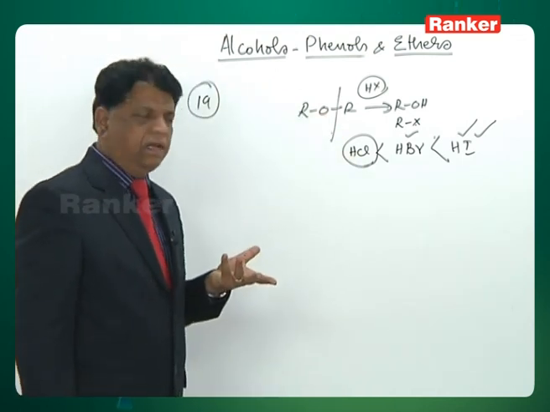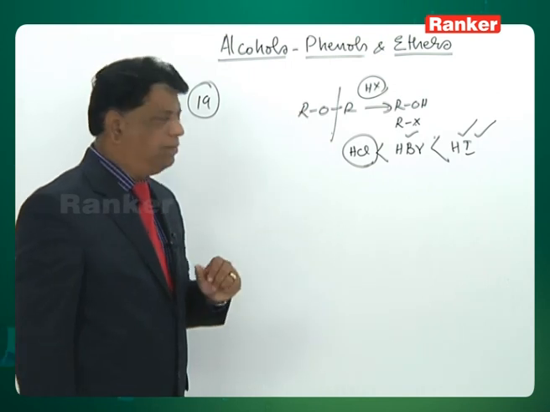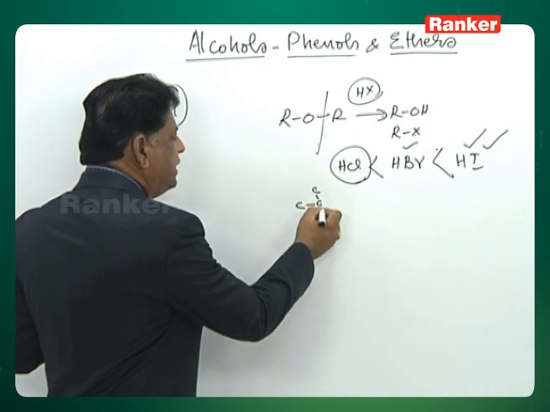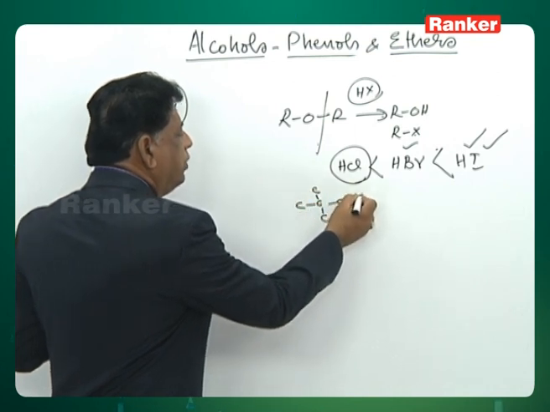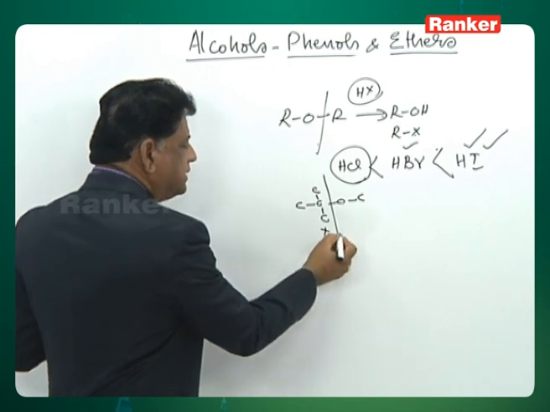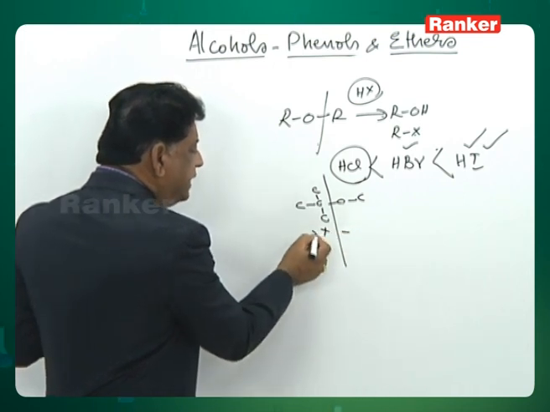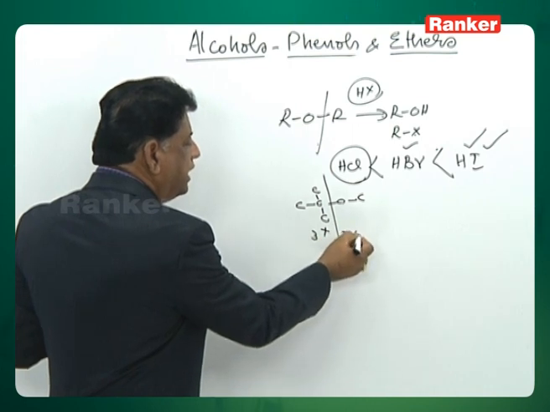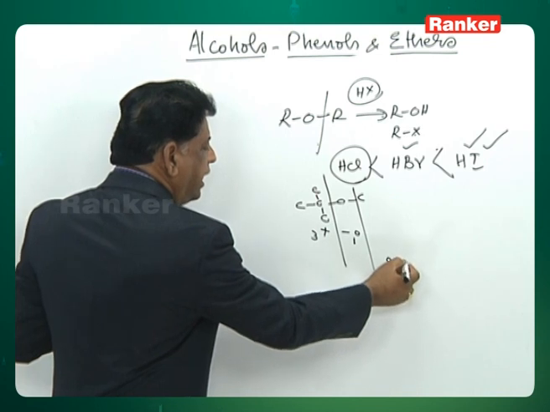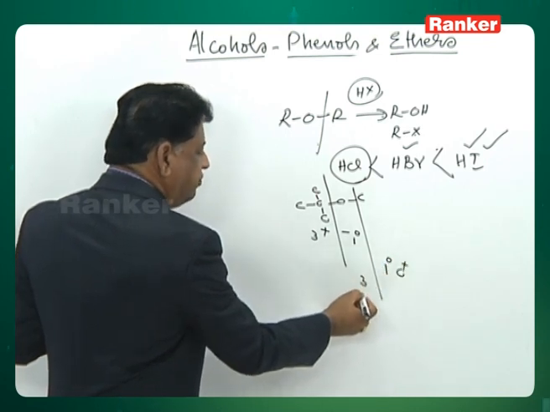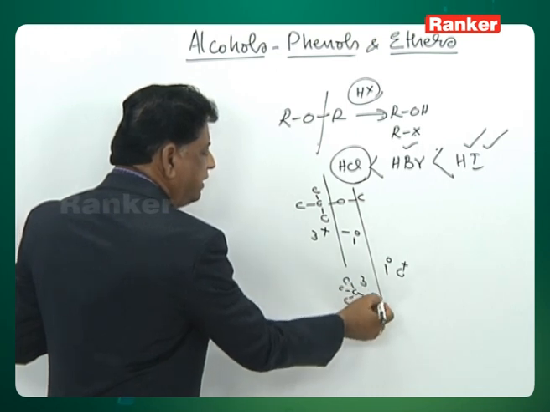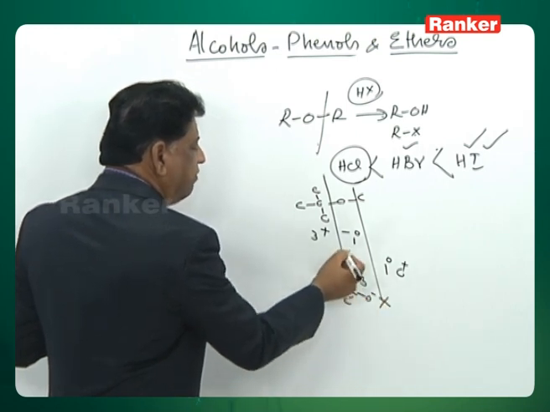Either one will become alcohol, the other will become the halide. But if the question is like this, if one side is a tertiary one and one side is a primary one, then which side should I break? If I break here, it will become plus and minus. That is a 3 degree carbocation and 1 degree carbanion. If I break the other way, 1 degree carbocation and 3 degree alkoxide formation, which is much destabilized. So this is non-favorable, and this is favorable.